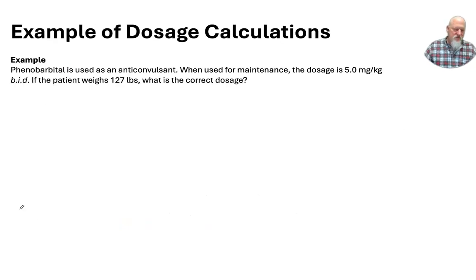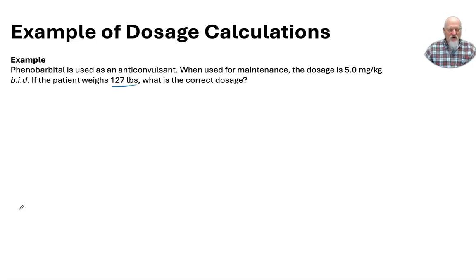Here's another example. Phenobarbital is used as an anticonvulsant. When used for maintenance, meaning that in the normal life of the person on a daily basis, the person should take a dosage of 5.0 milligrams per kilogram BID, which means twice a day. So if the patient weighs 127 pounds, what is the correct dosage? So the dosage that's per day, but we're going to do it twice a day. So we're going to figure out what the dosage is and then divide that by 2 because we're going to give that to them probably morning and night.